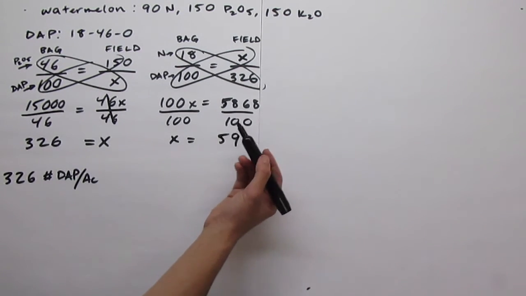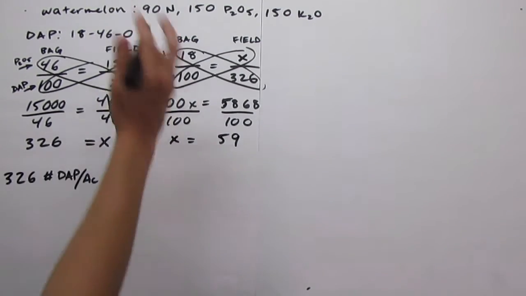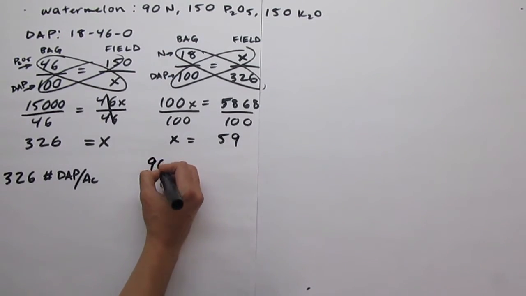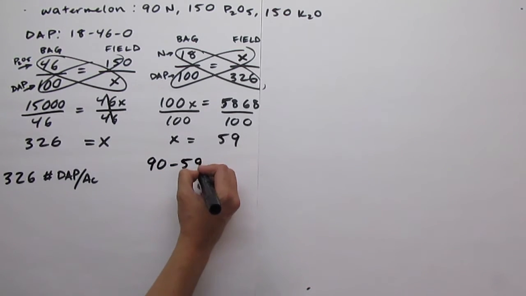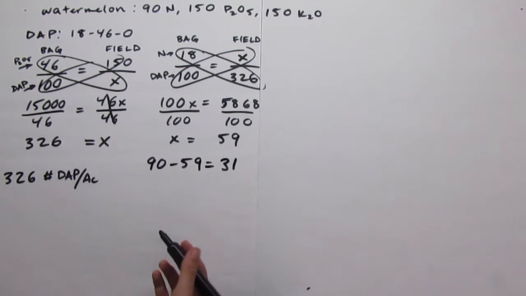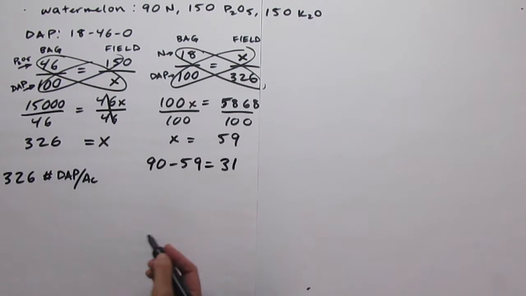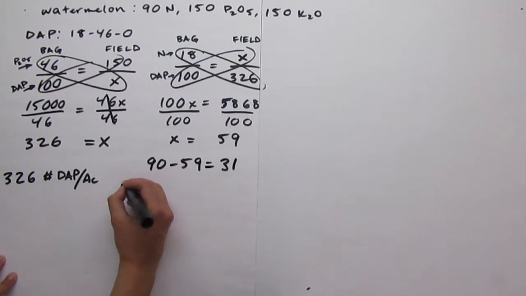But that's not our entire nitrogen recommendation, right? We need 90 pounds per acre. So if we do 90 minus 59, that gives us about 31, right? So we need an additional 31 pounds per acre of nitrogen. Thankfully, we're able to get a hold of some urea.